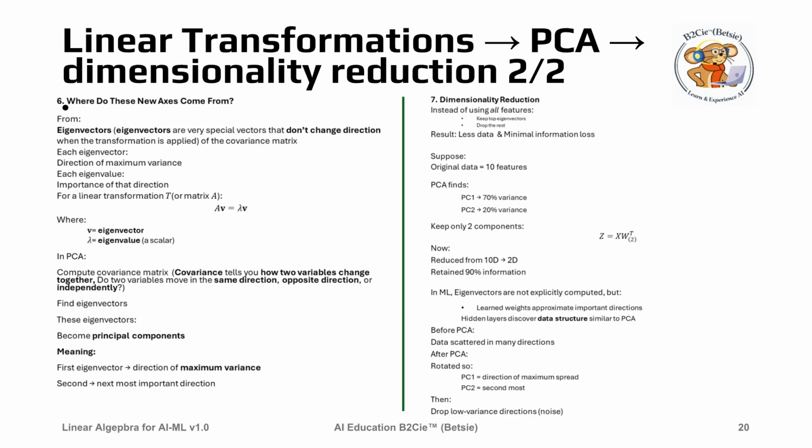Dimensionality reduction, the key step. After PCA gives new axes, we keep only the most important ones. Example: original, 5D. After PCA, PC1, 80% variance; PC2, 15%; PC3, 3%; PC4, 1%; PC5, 1%. Keep only PC1 plus PC2, now 2D instead of 5D. Final reduced transformation: Z equals XWk. Wk, top K eigenvectors. Z, reduced data.